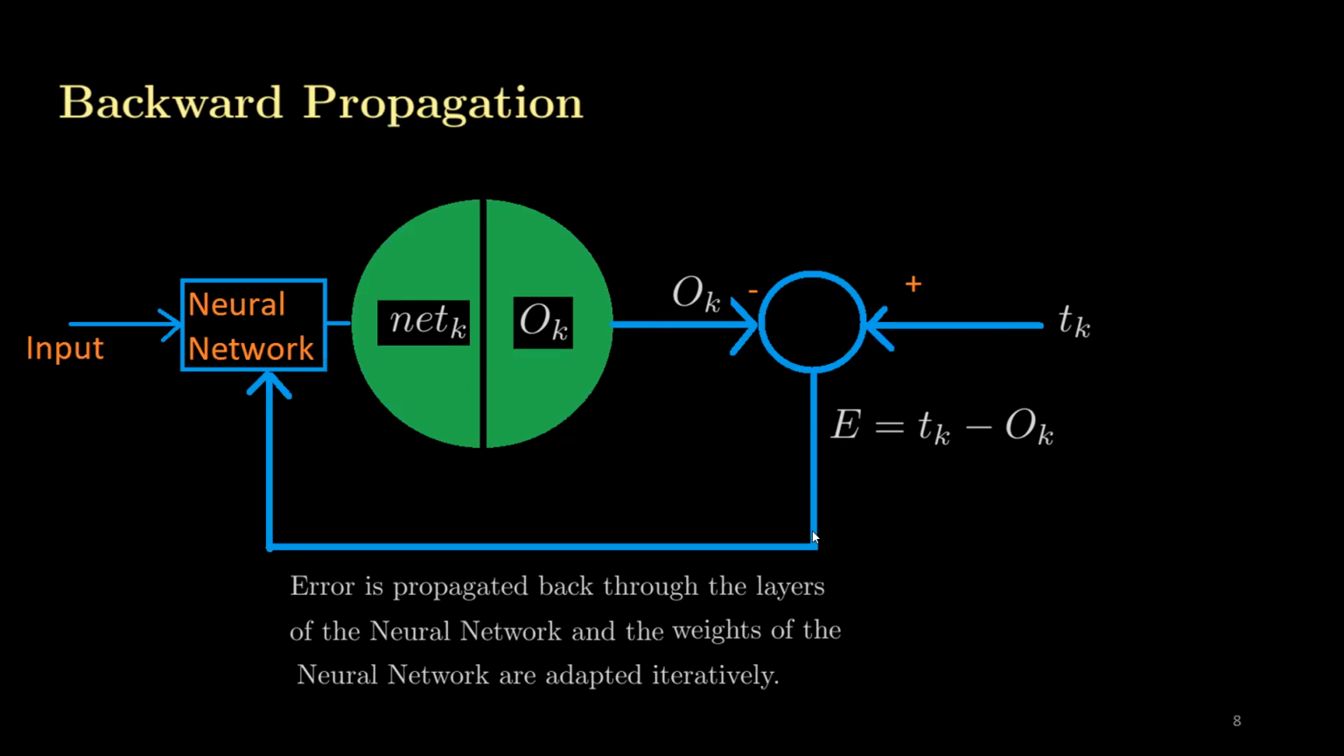During the backward propagation, the error is propagated back through the layers of the neural network, and then we update the weights of the neural network so that we can get improved performance from it. So in the forward direction, we calculate the error. And in backward propagation, we reduce the error with the help of the weights. That is, we update the weights so that the error can be reduced and the performance of the neural network could be improved.